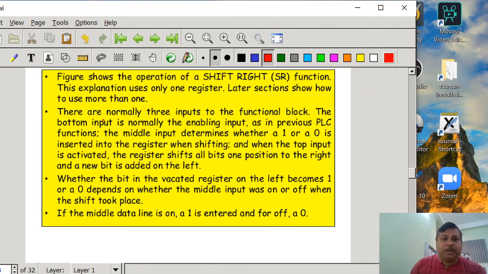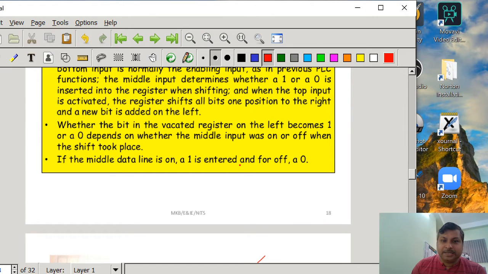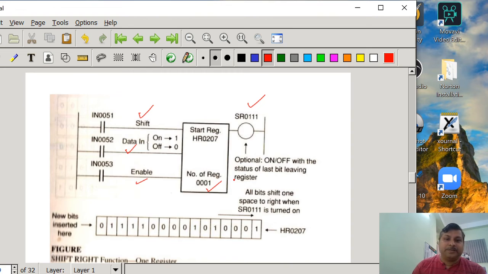Okay, the bottom input is normally the enable input, as in previous PLC functions. The middle input determines whether a 1 or a 0 is inserted into the register when shifting, and when the top input is activated the register shifts all bits one position to the right and a new bit is added on the left. Whether the bit in the vacated register on the left becomes 1 or 0 depends on whether the middle input was on or off when the shift took place. If the middle data line is on, a 1 is inserted, and for off, a 0. So that's why, to make the system enable, you have to make it close.